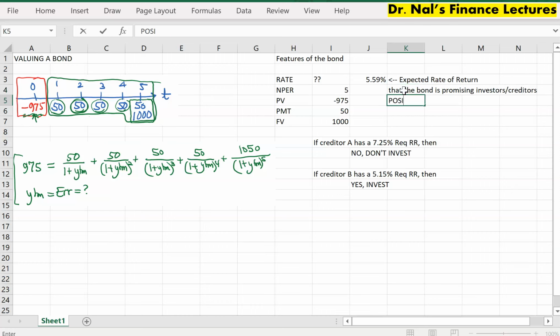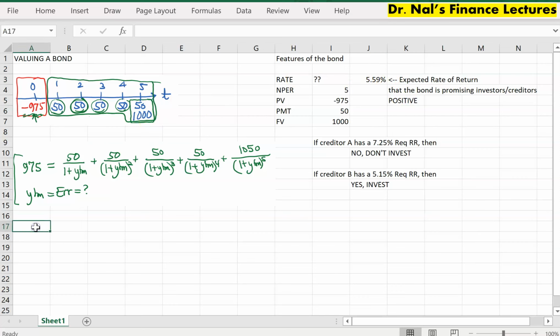This is a positive statement. So 5.59%: if you pay $975 today, and if you receive those cash flows in the future, $50 each year over the next 5 years, as well as a $1,000 additional payment, then you are promised to receive a 5.59% rate of return. So this is a positive statement.